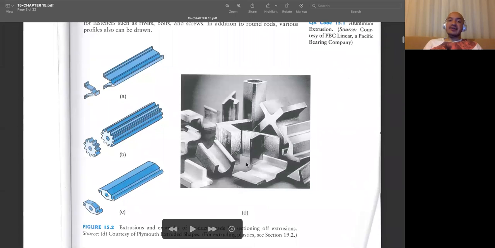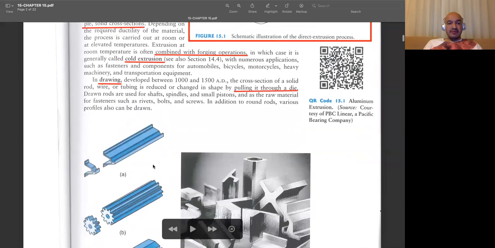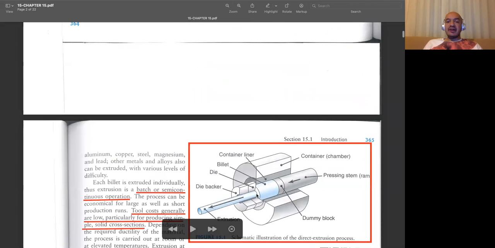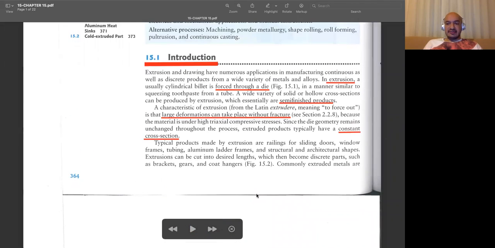So we can say that with extrusion, we produce 2.5D shapes. You see, we have a kind of 2D drawing, and it's extruded in this direction. And we may have gears or more complicated profiles. It depends only on the type of die you are using in this process.